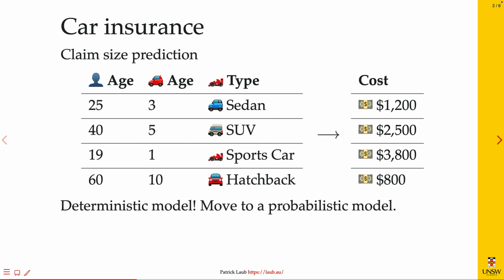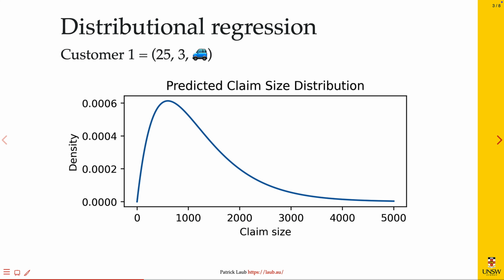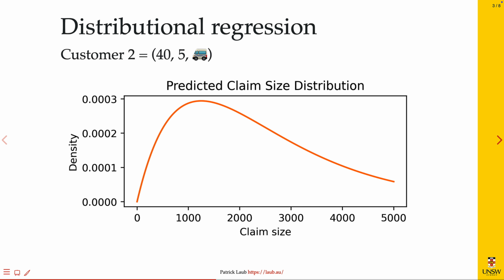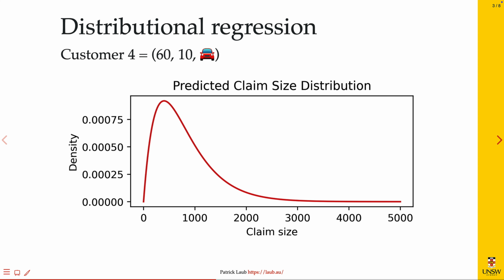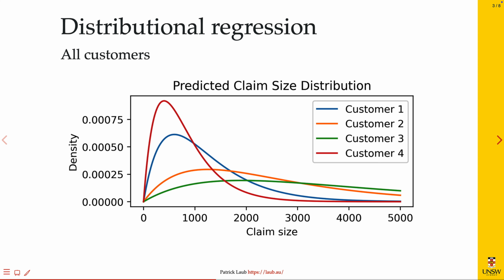So that's a deterministic model, and I'm going to move over to talking about probabilistic models now, in a field called distributional regression. What that means is that for each different customer, say customer one here has these characteristics, the claims that are generated are within some range of outcomes. So it's more likely to be here, less likely to be down here. And for each different customer, we get a different probability distribution that's being spat out by the machine learning model. That's what distributional regression is.